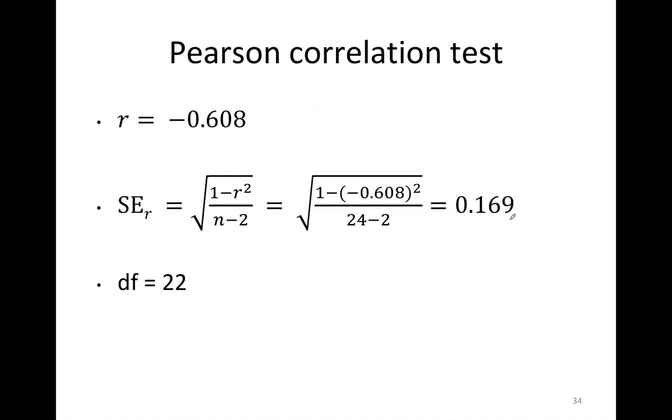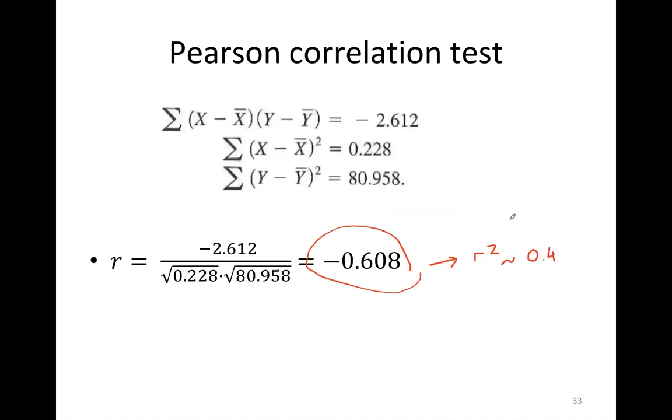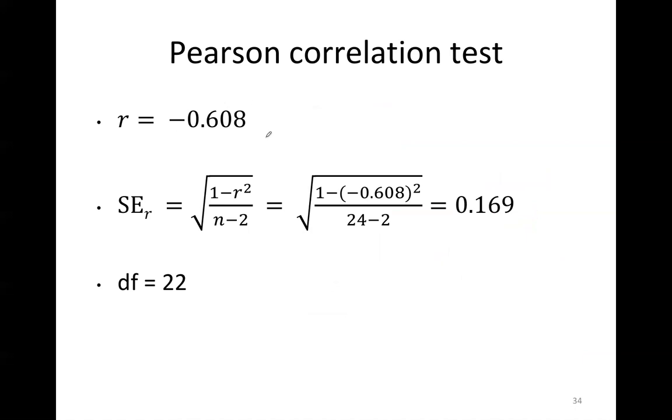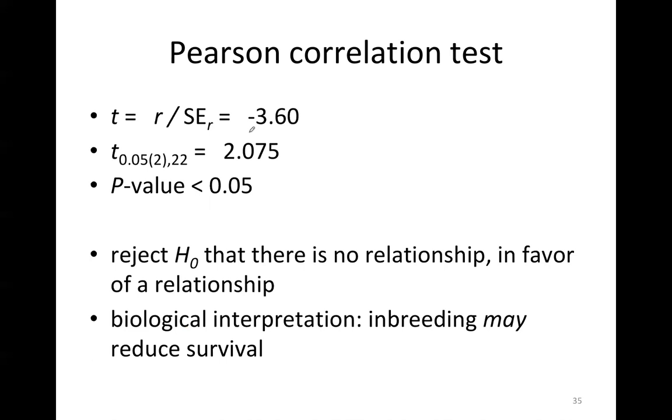So in our case, we calculated R, which was pretty negative and strong, and we now need to calculate the standard error, and that's the formula we had learned before. It involves R itself and also the sample size, and the standard error turns out to be something like 0.16. The degrees of freedom is 22. The t statistic we calculate by dividing the R value, the correlation coefficient estimate, by the standard error of the correlation coefficient estimate, and the t statistic turns out to be minus 3.6.